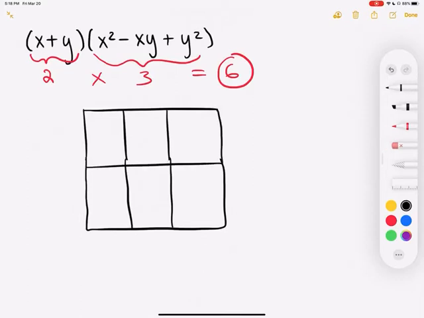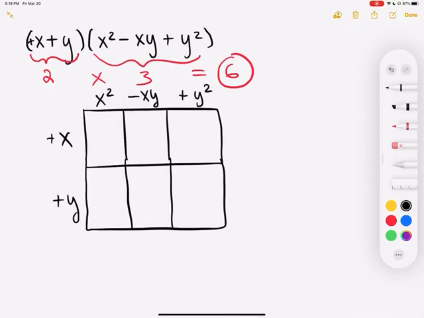Vertically, I'm going to place all of the terms that I have in the first polynomial. So that's going to be positive x and positive y. Those are the two terms that I have. Now on the top, I'm going to place the terms that I have inside the parentheses. The first one's x squared, the second one's negative xy, and the third one's positive y squared.